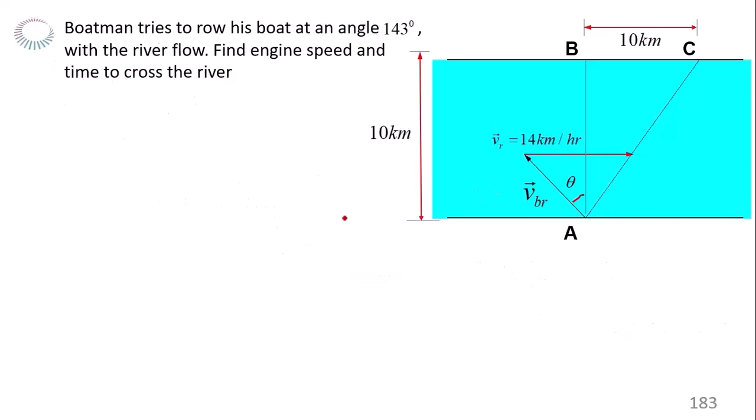Okay, so this is another type of problem. Same problem, but now the value of theta is given, so you calculate the same: the mean speed and the time to cross. Okay, so you can solve this.